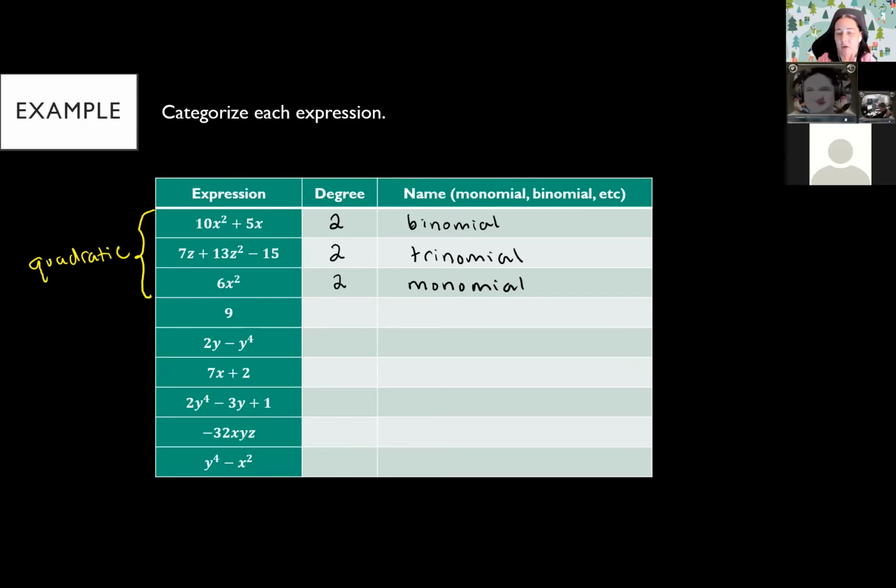Okay, so the next one here is 9. This is a tricky one, and I see that I had 2 possible things. Andrew already had a guess. It's probably one of those 2, maybe. Is this a degree 1 or a degree 0? Anyone else want to give a guess at which one they think it is? It's either degree 1 or 0.